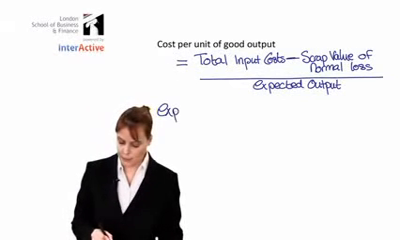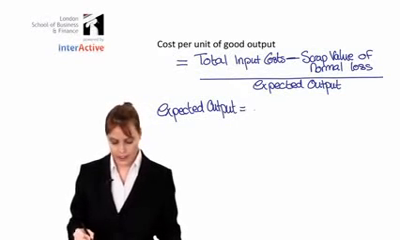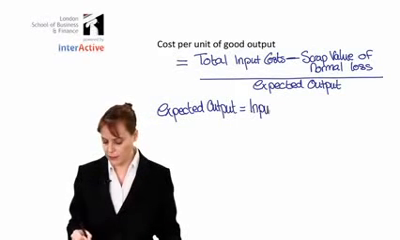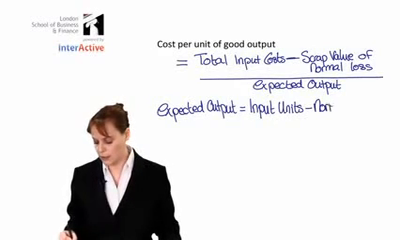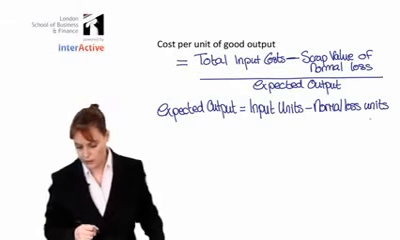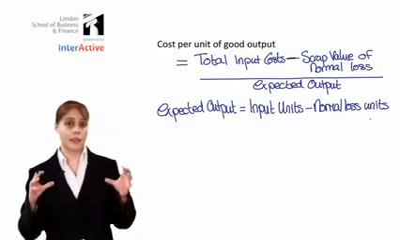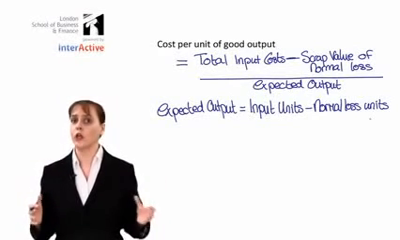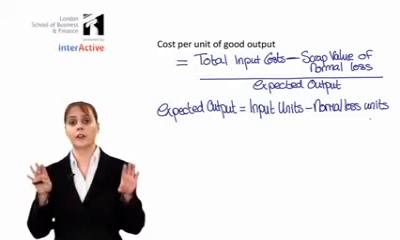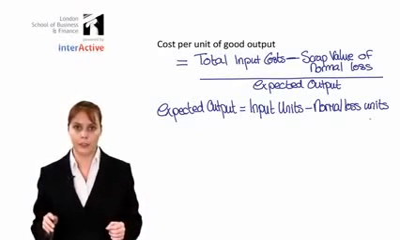Where our expected output is equal to our input units minus our normal loss units. So, what we are doing here as a company, because our normal loss is expected and we plan for it, we spread the cost of our normal loss across the remaining units of good output.